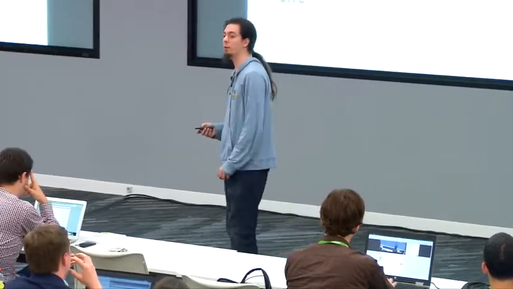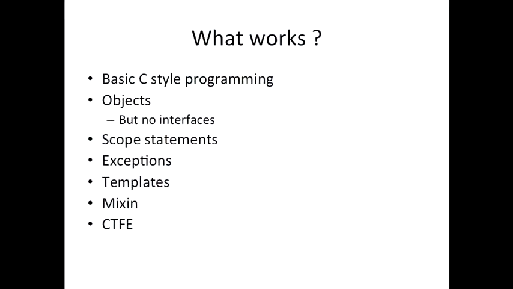What is working right now? What has been implemented and works properly? Everything that is basic C-style programming is working properly. You can compile it, and it's doing well. Everything that is object-oriented, but no interfaces. Everything that is scope statements. Exceptions, templates, mixins, CTFE. Well, there is a small detail with CTFE. The concat operator is not implemented, which makes the whole use of CTFE, well.